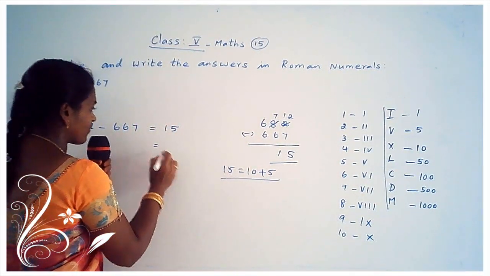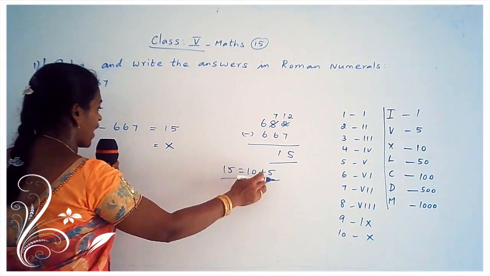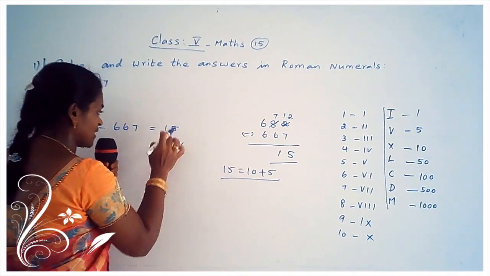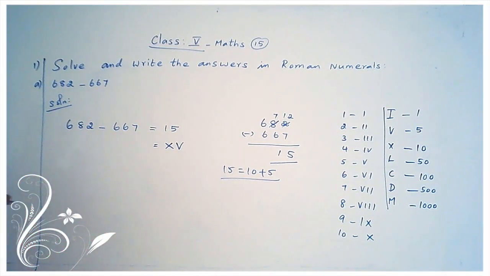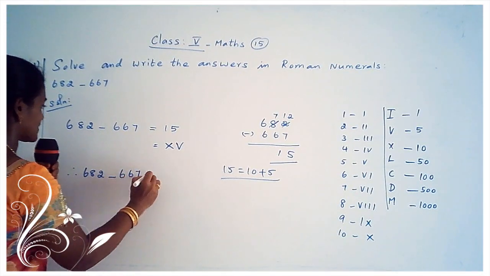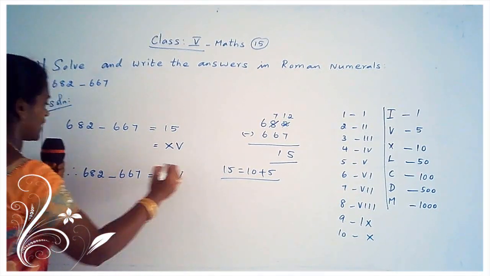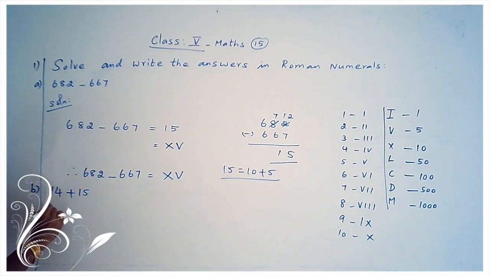So how will you convert? 10 means X, 5 means V. So that's why 15 means XV. So your answer is: 682 minus 667 is equal to XV. Okay children, clear? Yes? Now the second question, don't write, okay? 14 plus 15.